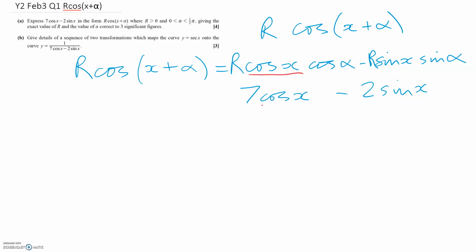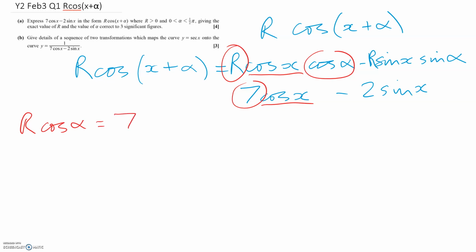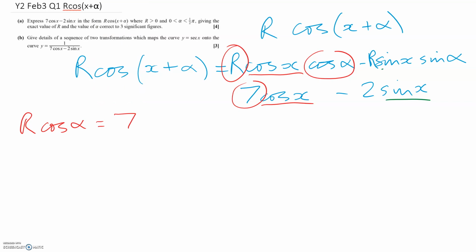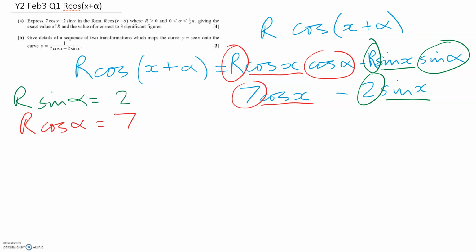This cos x is the same as this cos x, which means that r cos alpha must equal 7. So I'll write that down. R cos alpha equals 7. Let's use a different color for this side. If we look at this side, we've got the sin x here and the sin x here, which means that r sin alpha is going to equal 2. I'll put that on top. R sin alpha equals 2.